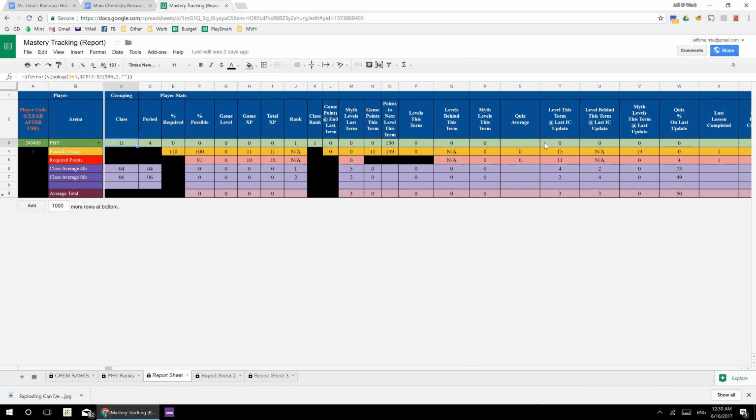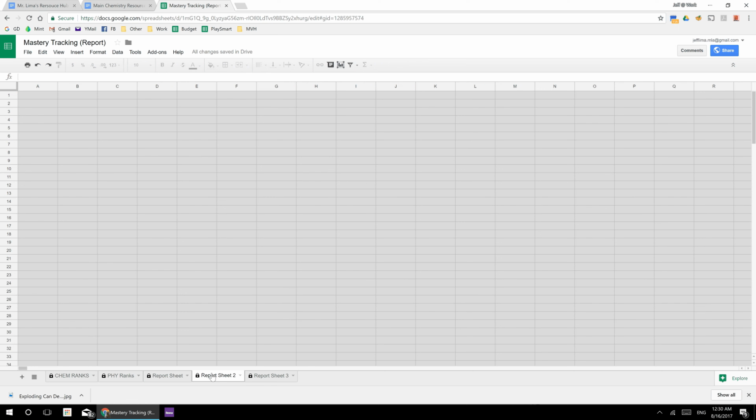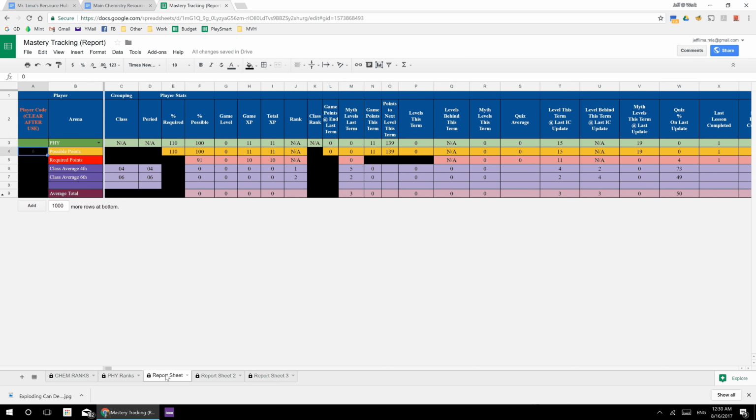Now remember, only one student can use this at a time. When you are done using it, you should delete your student ID number, which should clear the data for the next student to use. If you see that a student is currently logged in on that sheet, you can just go to the next sheet and use that one to see where you're at. But you should also have a general understanding of where you're at as you progress through the game. If you know you're not doing a lot of work, you don't need a tracking sheet for that.